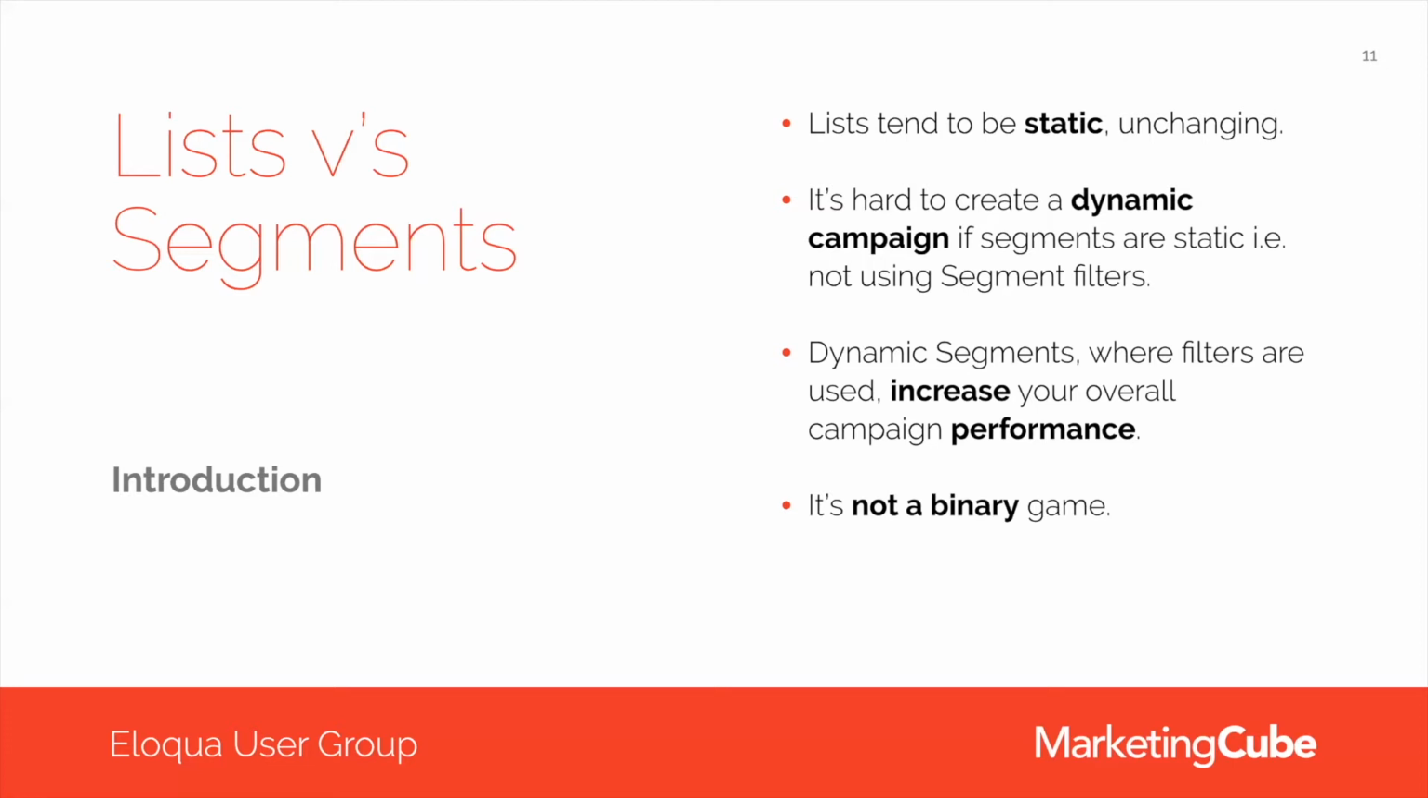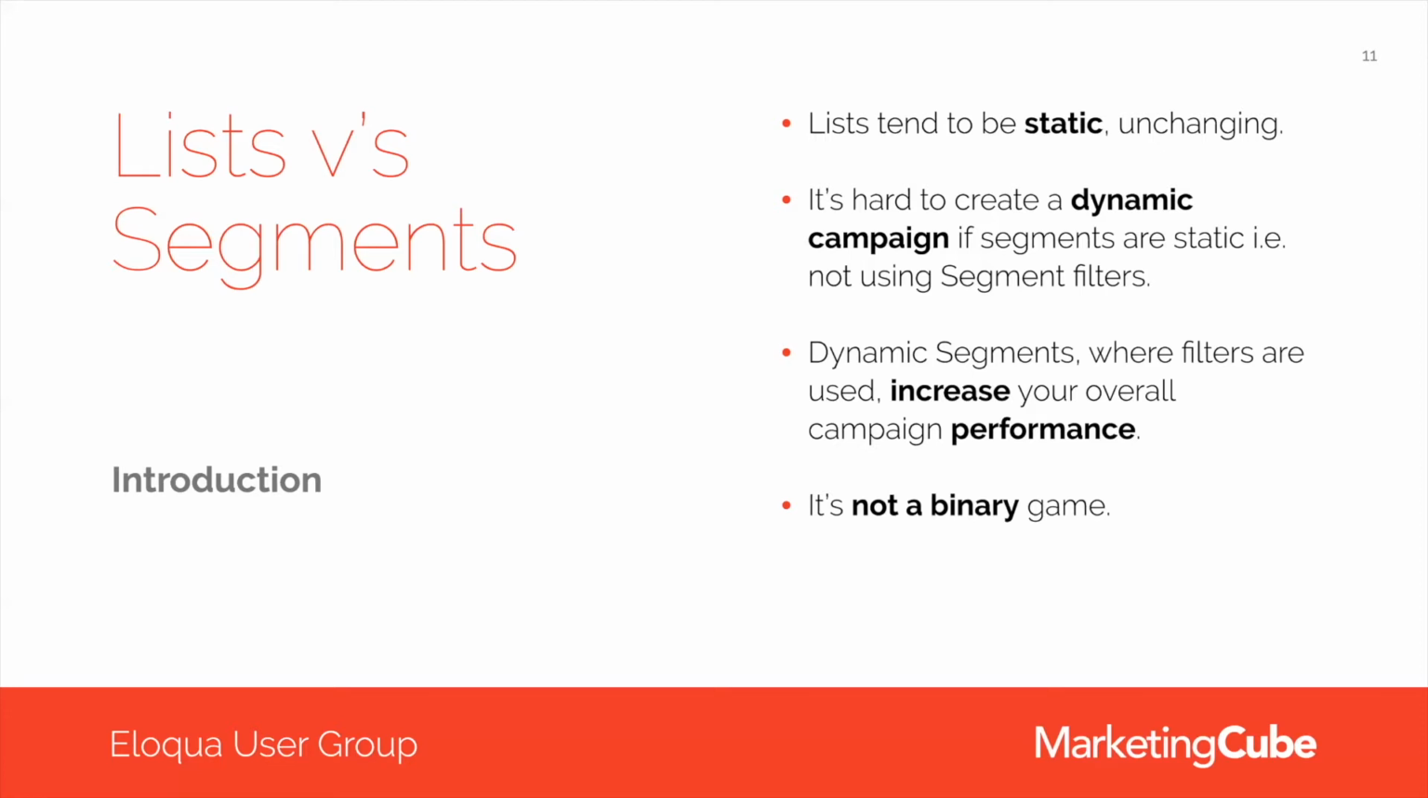Humans, by their very nature, are not static. We change, and our preferences change, our likes change, our profiles will change, etc. And so we need to be responsive to that. So it's really hard to try and create a really dynamic campaign that is potentially ongoing and constant if the nature of people getting into that campaign is static and unchanging, or at worst, requires constant manual uploading of data into Eloqua to pretend to be dynamic. So dynamic segments within Eloqua, which is where you have filters, will generally increase the overall campaign performance.